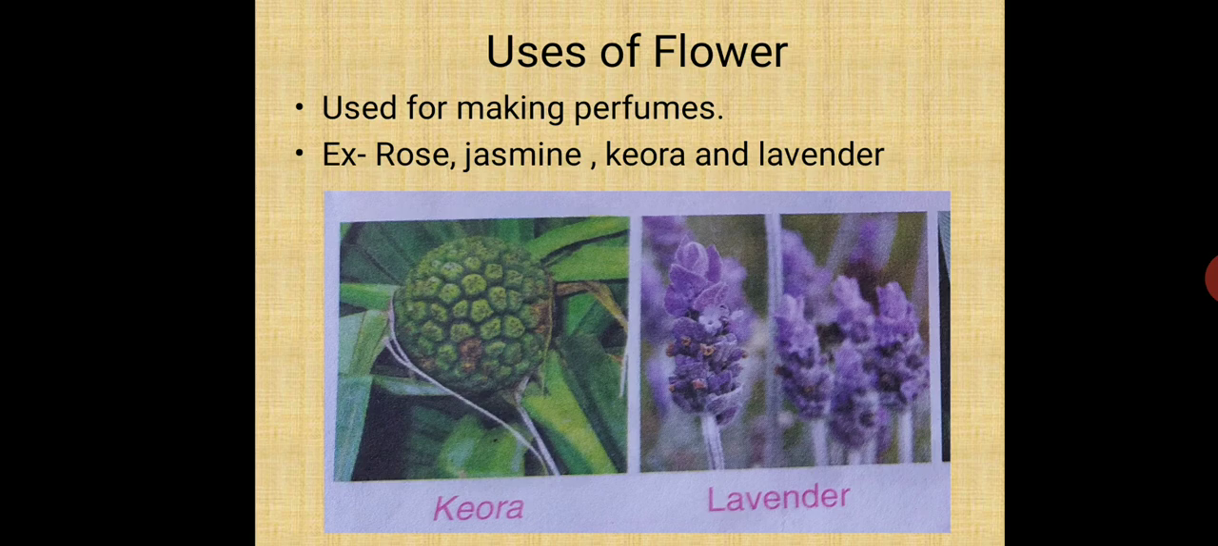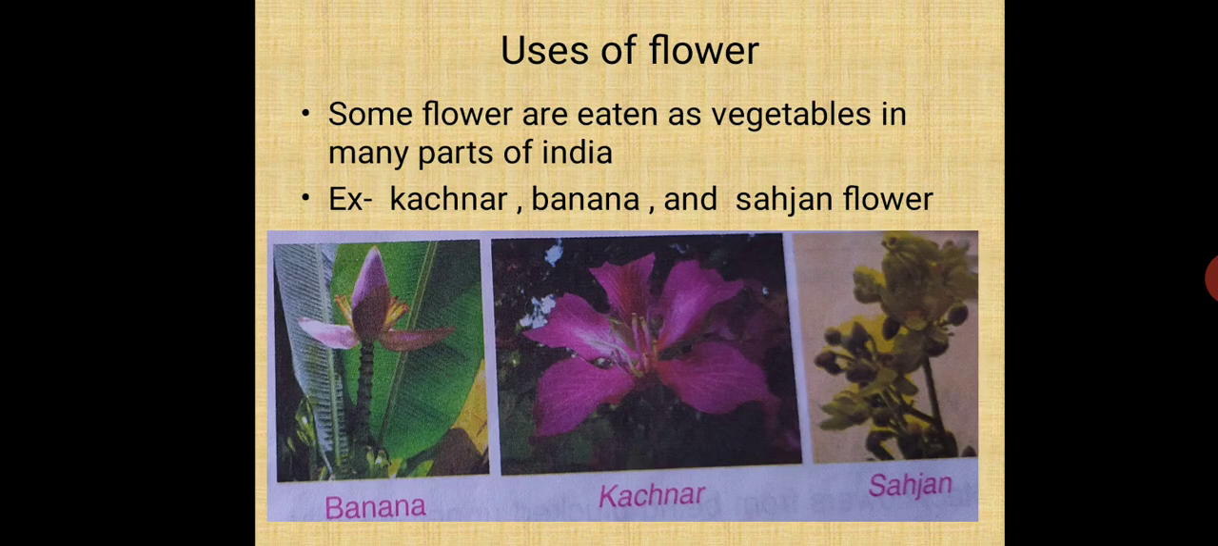Flowers have many uses. Flowers are used for making perfumes, because flowers have a very pleasant fragrance. So flowers are used for making perfumes. Examples: rose, jasmine, kewra and lavender are the flowers which are used for making perfumes.